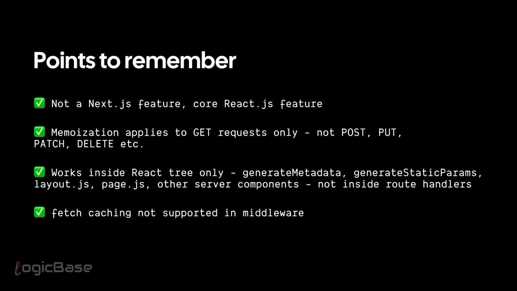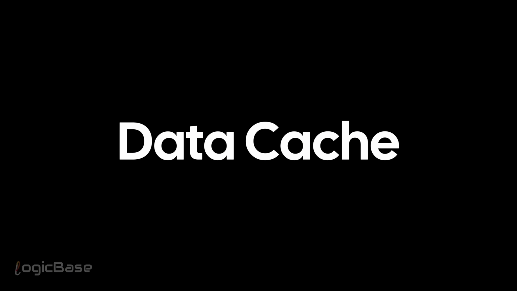Fetch requests inside middleware don't get cached by Next.js, so request memoization doesn't apply there. Keep these 4 points in mind as answers to the 3W and 3H framework questions for request memoization. That's where we will wrap up this part. Next, we will discuss the data cache.